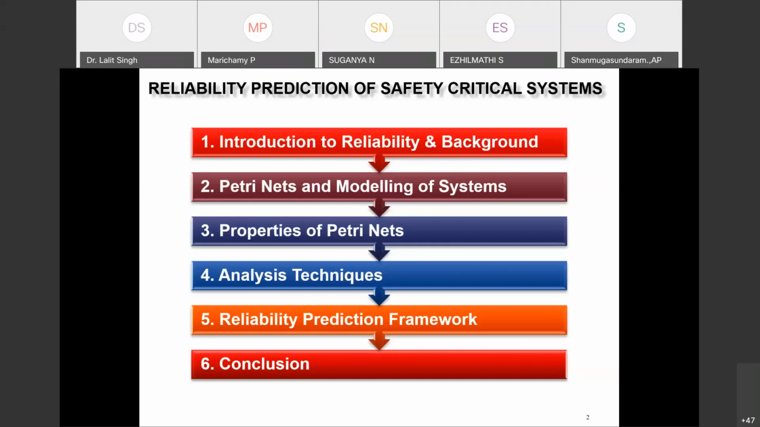So Petri nets were introduced in the 1960s to model stochastic processes, and because the system dynamics keep changing as per the dynamic situations, it is a very good mathematical modeling technique where we can model the systems. Then we will also see the various properties of Petri nets and the analysis techniques. Then we will see the reliability prediction framework, in which we will see the various phases existing in this framework, and we will probably take a case study where we will see how those steps can be applied on a real case study. Then we can conclude our session.